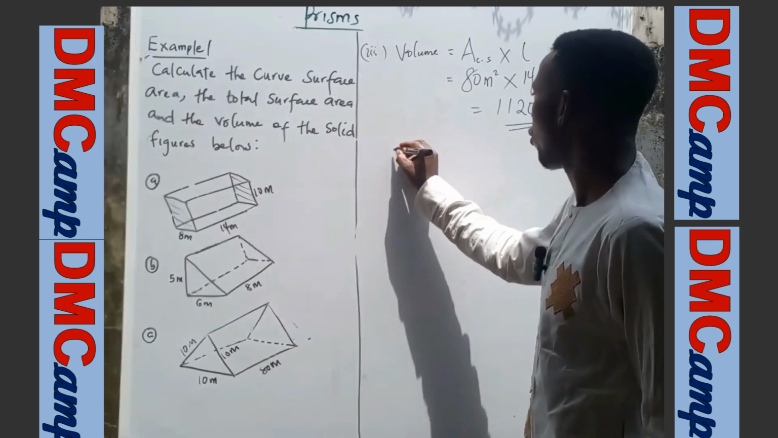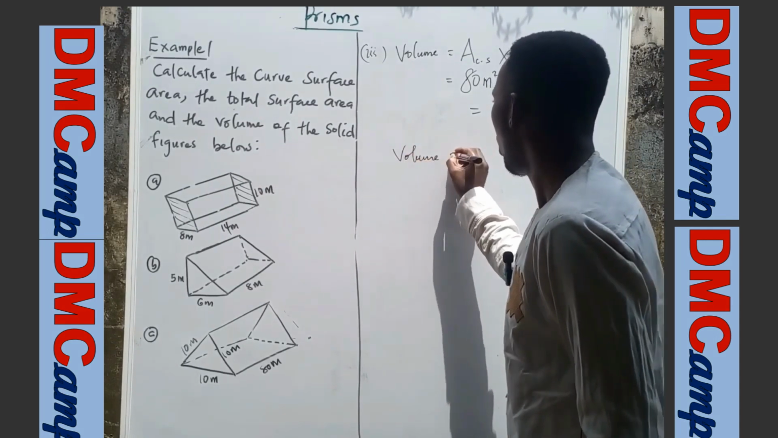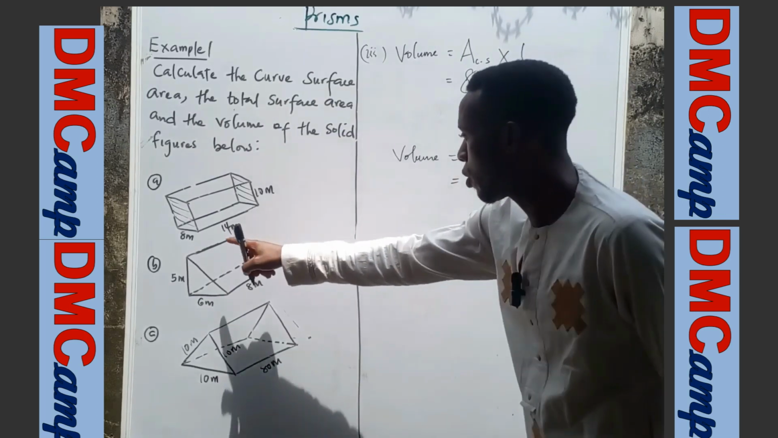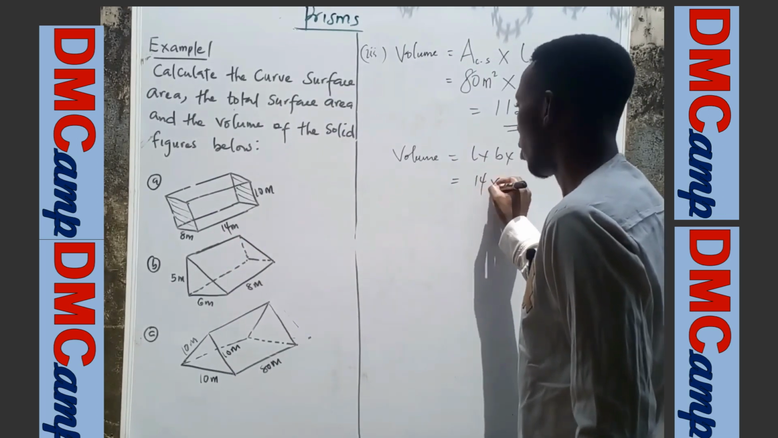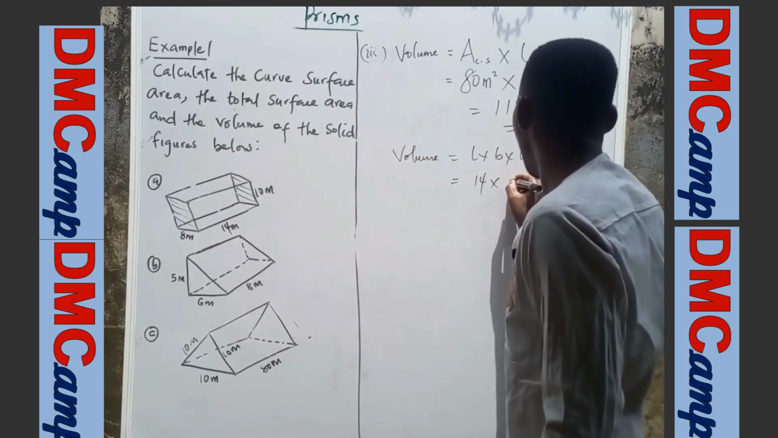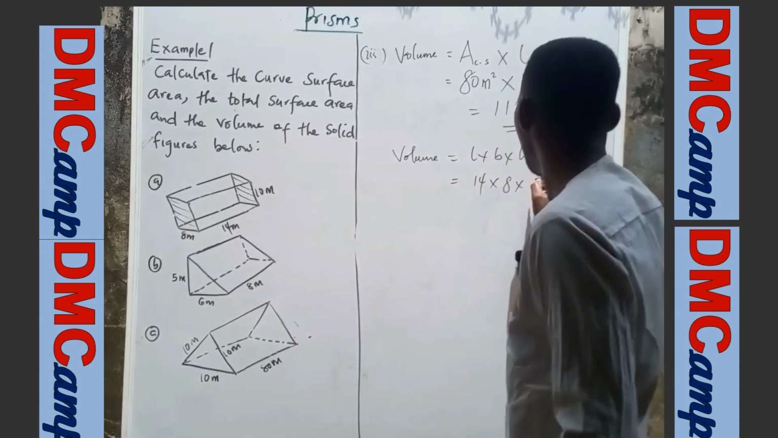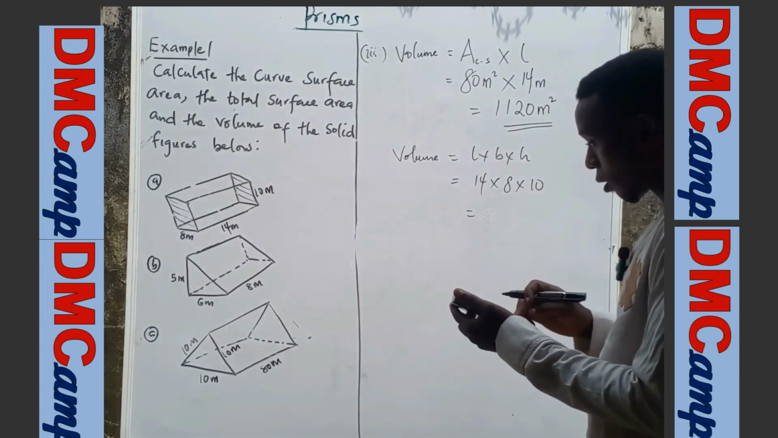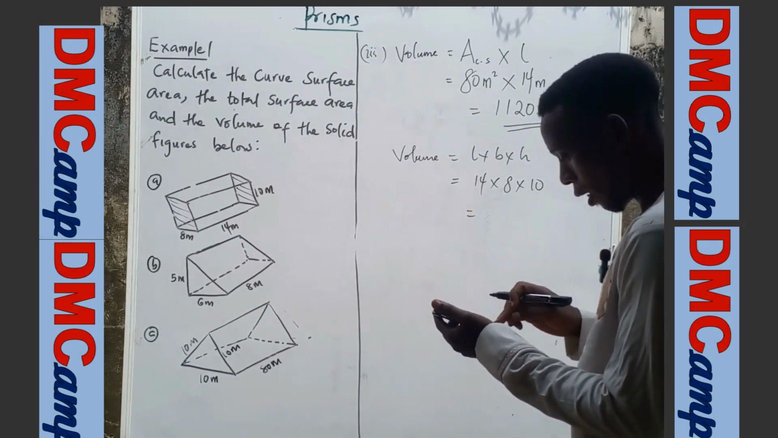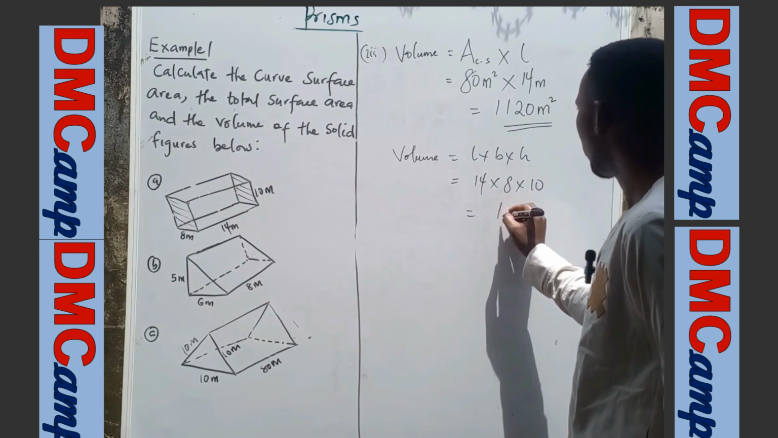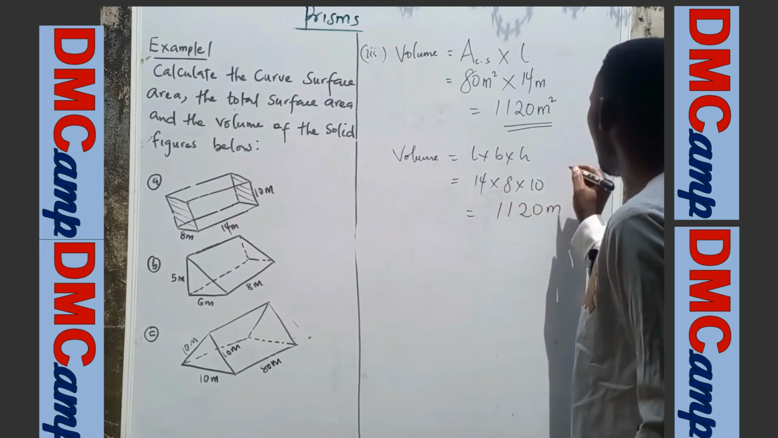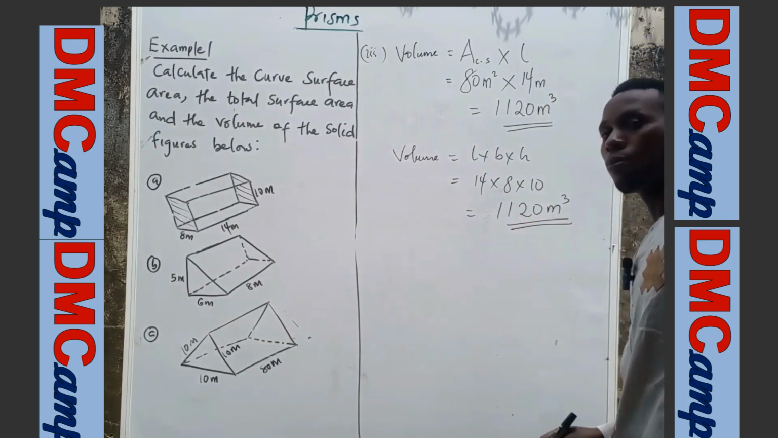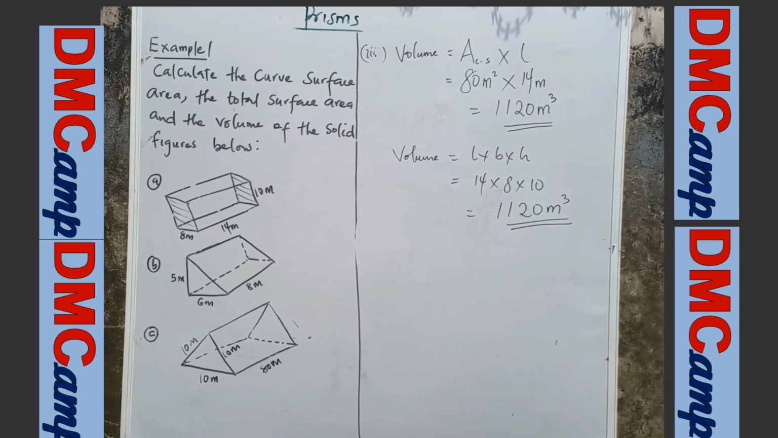Or simply, volume equals length times breadth times height. And if you do this, length 14 times breadth 8, then times height 10, you are still going to have the same answer. 14 times 8 times 10 will give you 1,120 meter cube. Volume, meter cube. That's what you are going to have for the volume.